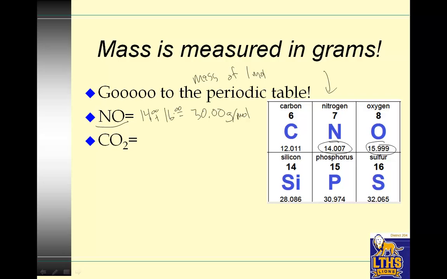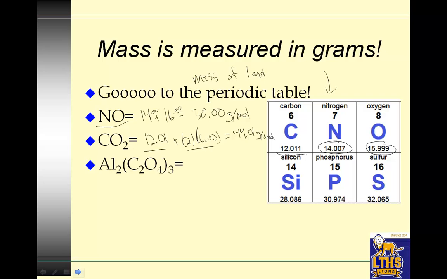CO2. Now in this one, notice I have 12.01 for carbon plus 2 times 16.00. And that would be 12 plus 32 is 44 grams per mole.